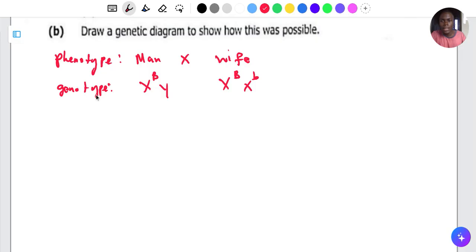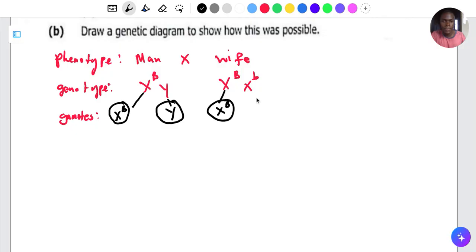What is the next step? The next step here, we need to split the gametes. So we are splitting this so that we have X to the power B like this. Then here we are splitting this so that we have, let me use capital letter Y, this. Then even here I'm splitting this so that we have that.